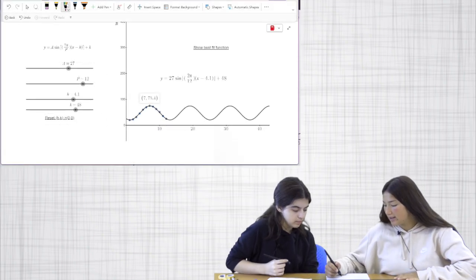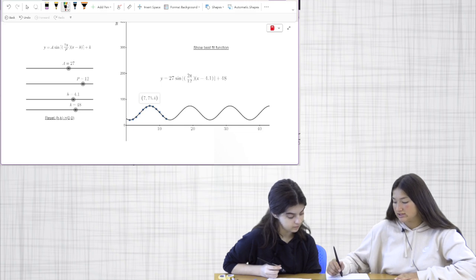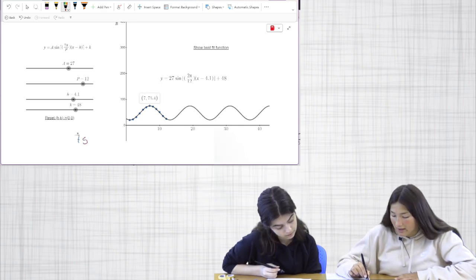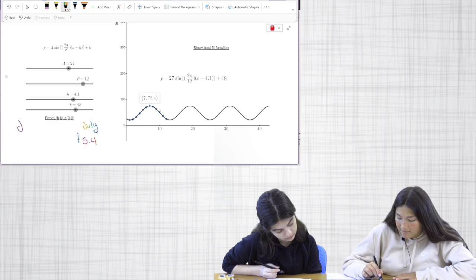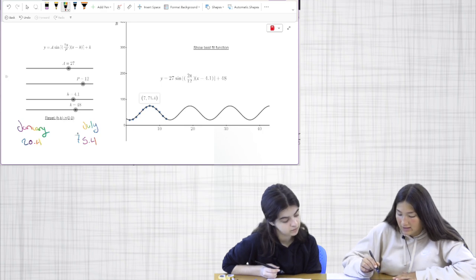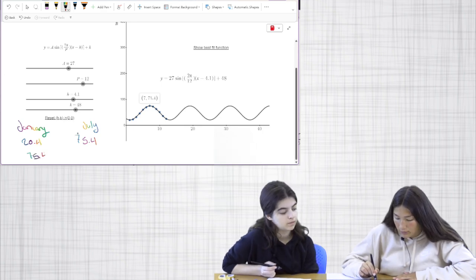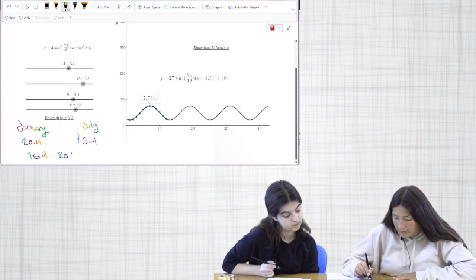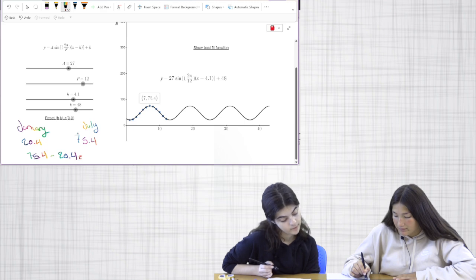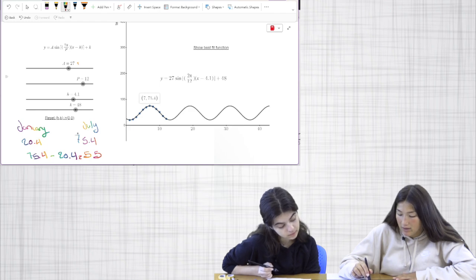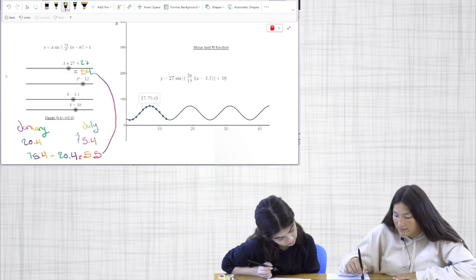So our highest temperature was in July, and that was 75.4. And our coldest was January, which was 20.4. And so if you do 75.4 minus 20.4 equals 55. And then 27 plus 27 equals 54, which is super similar to 55.